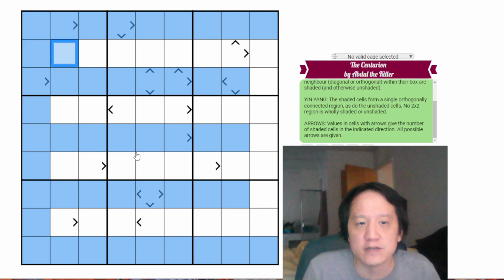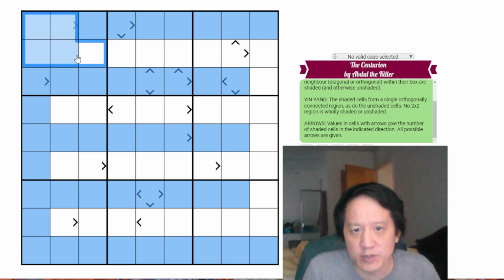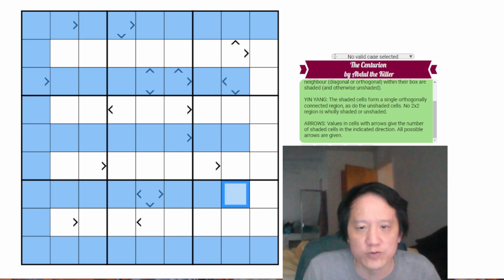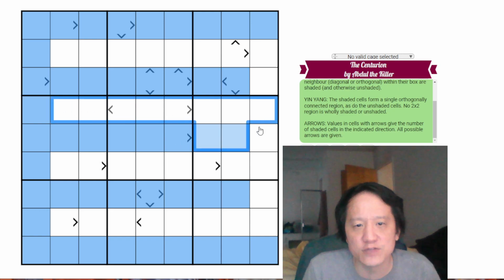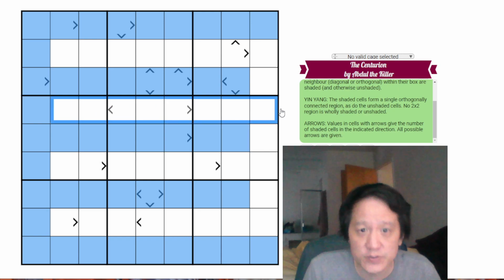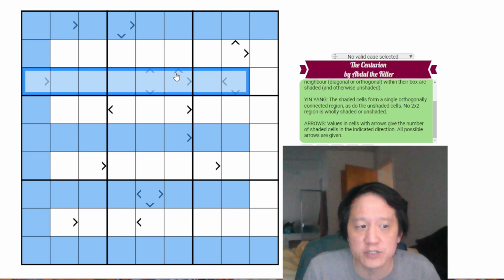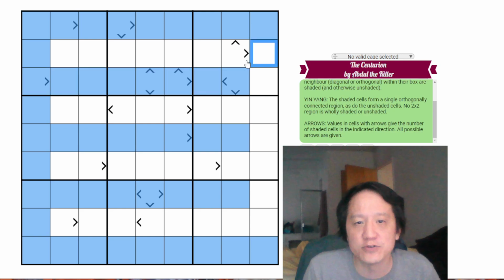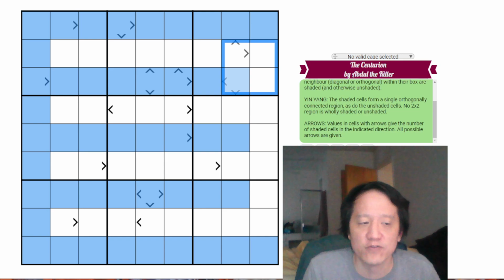So if we made this a shaded cell, then this would not work because we have a 2x2 space that's unshaded, and vice versa. So say we remove this, then we'd have a 2x2 space which is unshaded. So something like this is possible because, first of all, it's all connected together. So all the unshaded and all the shaded cells are connected together in one region for each one. And there's no 2x2 space where all of them are shaded or all of them are unshaded. So that's yin-yang.